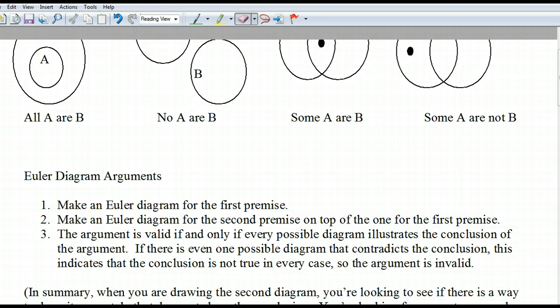Basically, it's just saying how you go about deciding if an argument is valid or invalid by using Euler diagrams or arguments, okay? The first one is you're going to make an Euler diagram for the first premise you see. Don't go on to the other ones, just look at the first one. Okay, step 2 would be adding to that diagram with the second premise. And the last step says the argument is valid if and only if every possible diagram illustrates the conclusion of what it says.